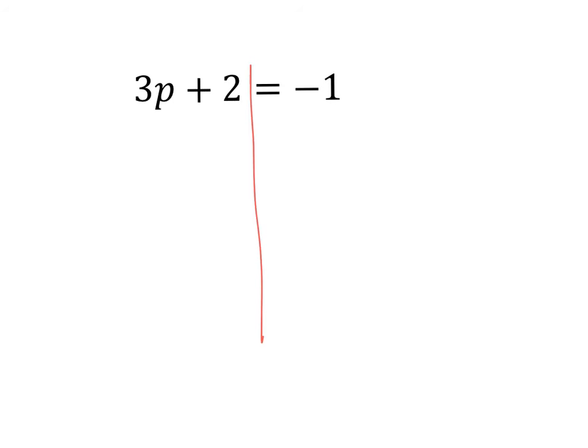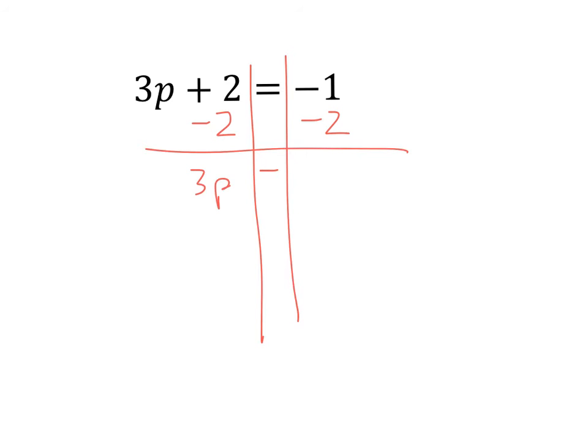All right, let's look at one more like this. Draw on our railroad tracks. We're adding 2, so we want to subtract 2 on both sides. So we end up with 3p is equal to negative 1 minus 2, which is negative 3. Now we have 3 times p. The inverse of multiplication is division, so we will divide by 3 on both sides to end up with p is equal to negative 3 divided by 3, which gives us a negative 1.